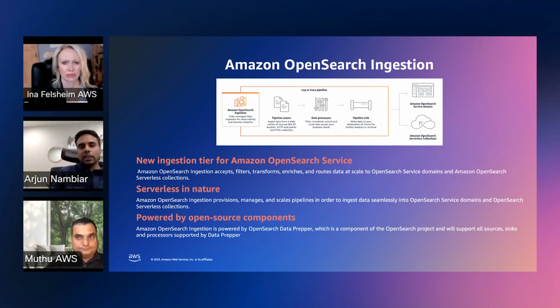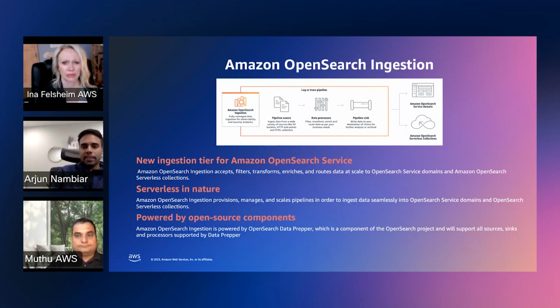OpenSearch ingestion aims to be this data ingestion tier that sits in front of either your serverless collection or your managed service domains and can accept data from a wide variety of sources, everything that Data Prepper supports today and more. It will accept, filter, transform, and enrich data, everything that you expect Data Prepper to do, but it's just an API endpoint.